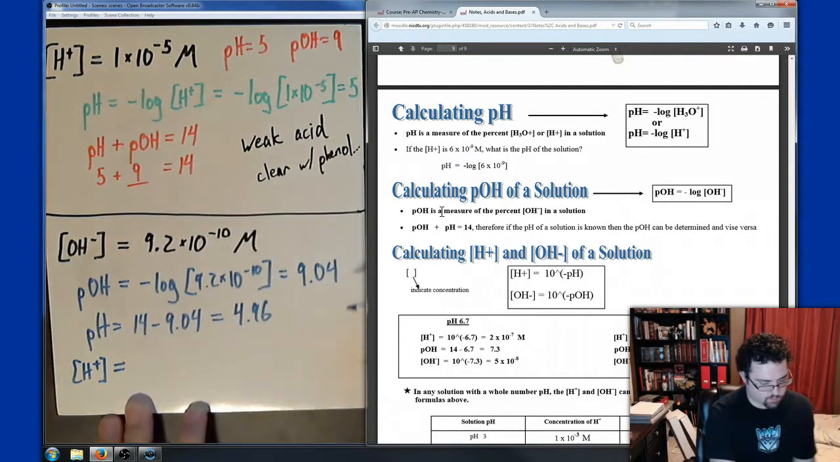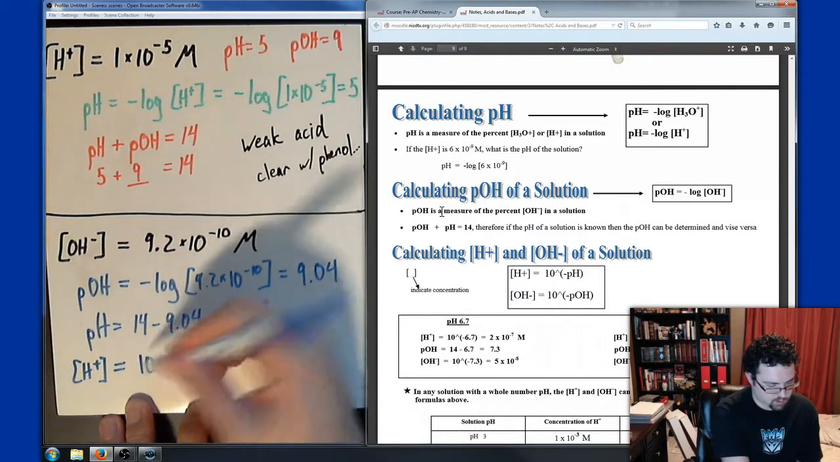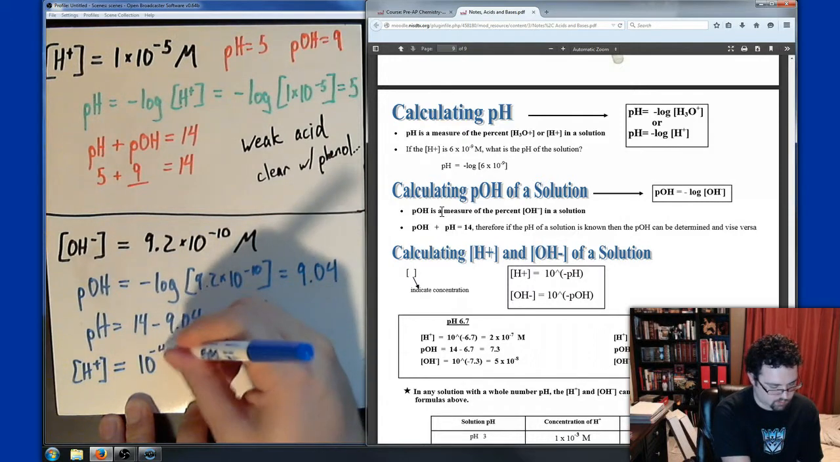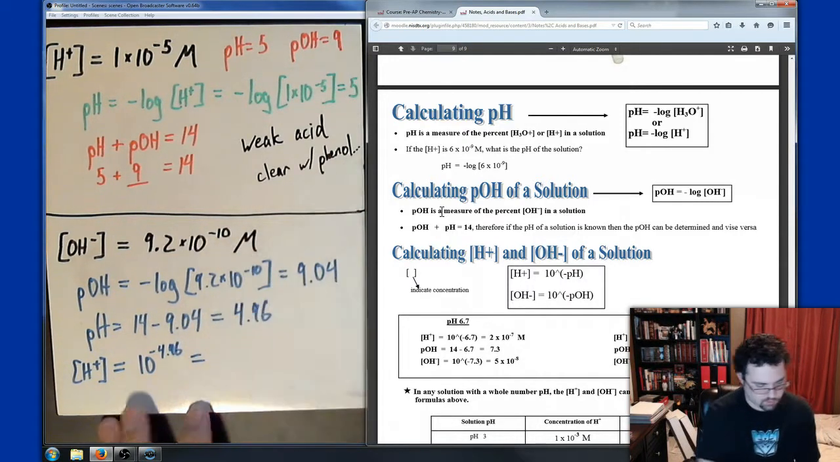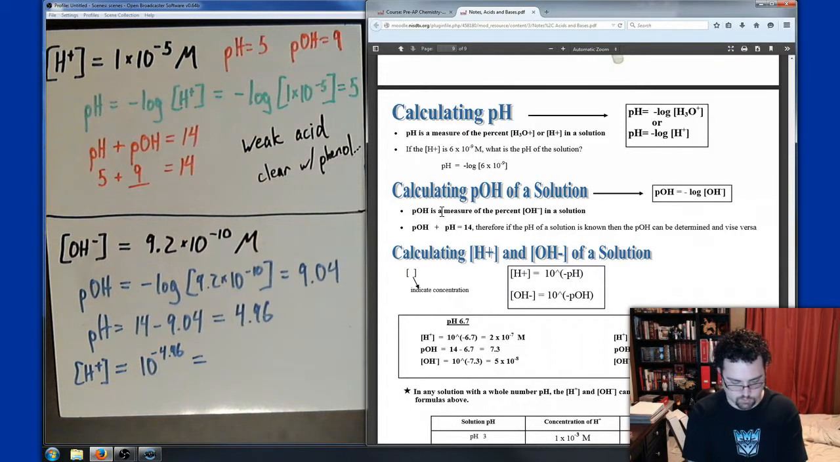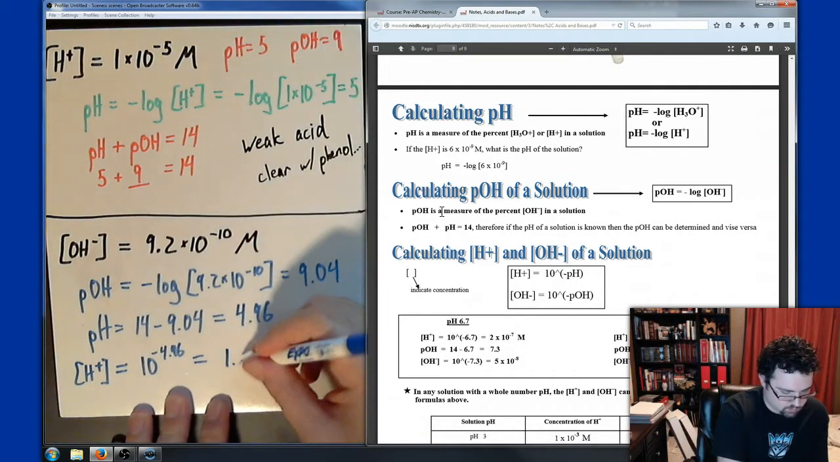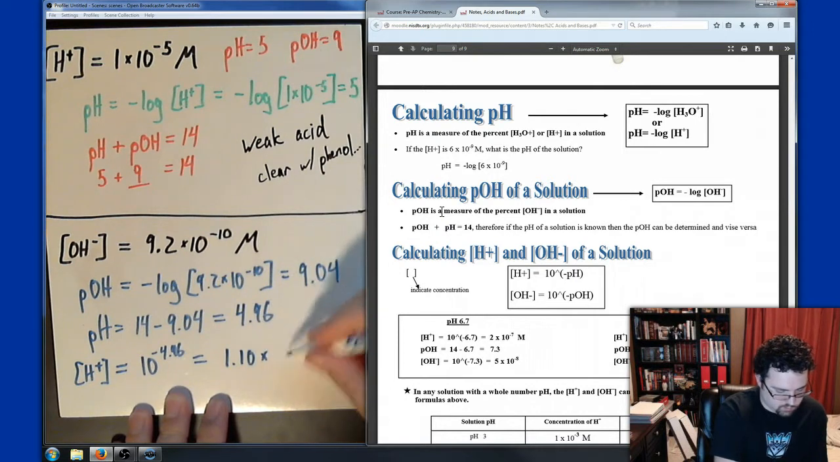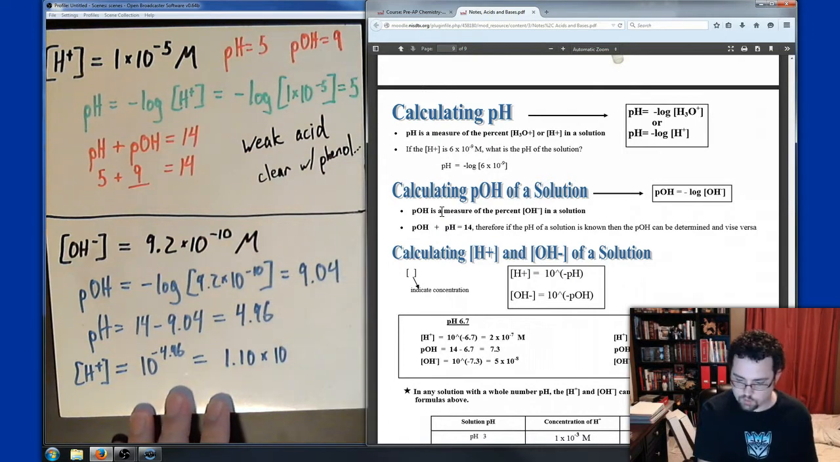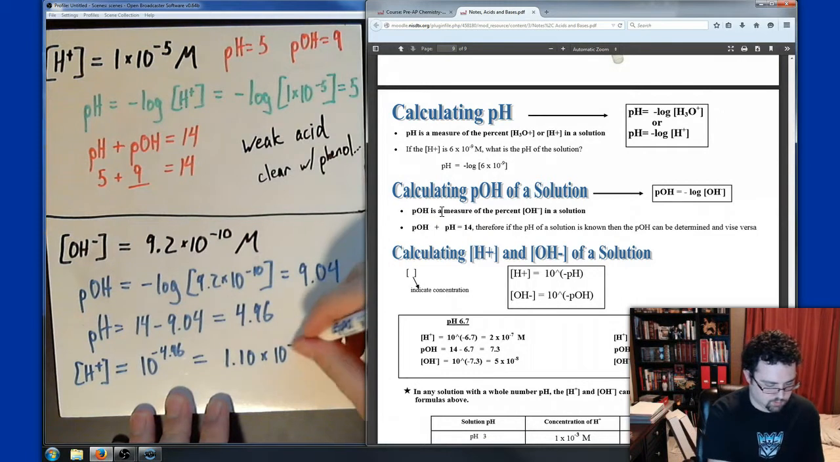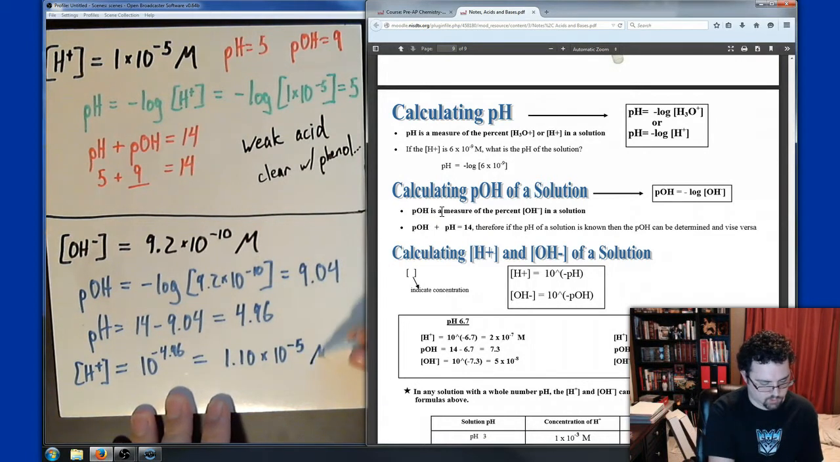If I want to discover the concentration of the hydronium ion or the hydrogen ion, then I'm going to have to do 10 raised to the negative 4.96, which is the inverse log. So inverse log of negative 4.96 equals 1.10 times 10 to the negative 5 is what that comes out to be.